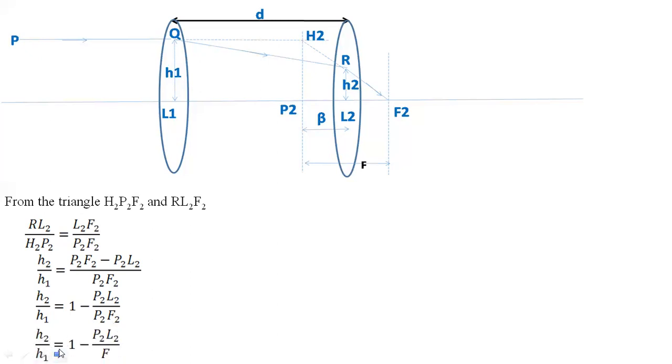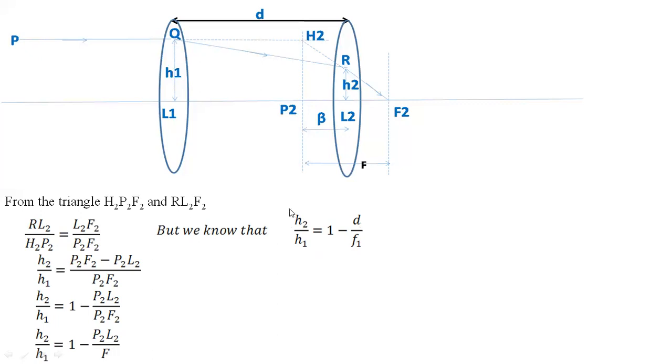Substitute the value of P2F2. What is the value of P2F2? P2F2 is the equivalent focal length F. Now write this value. Therefore, the ratio of h2 by h1 is equal to 1 minus P2L2 by F. Remember, the ratio of h1 by h2 is equal to 1 minus P by F2. But here, the ratio of h2 by h1 is 1 minus P by F1.